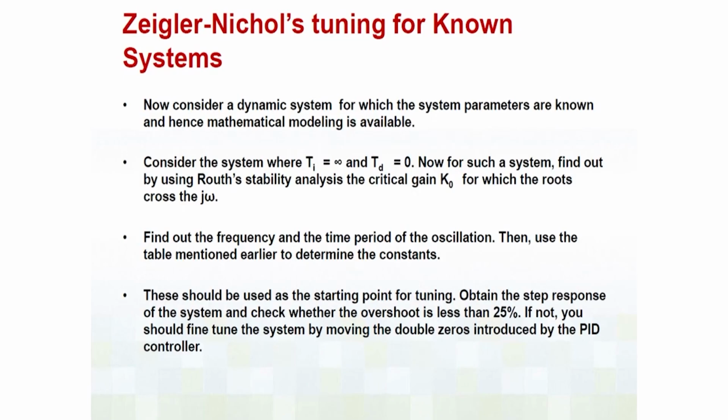Well, that is for an unknown system. If the Ziegler-Nichols rule is to be applied for a known system, then I already know when it will become unstable, because I can carry out a root stability analysis and find out the critical gain K0, and then I can use a similar strategy in order to tune the system. So, that is the way we can do it. Thank you.